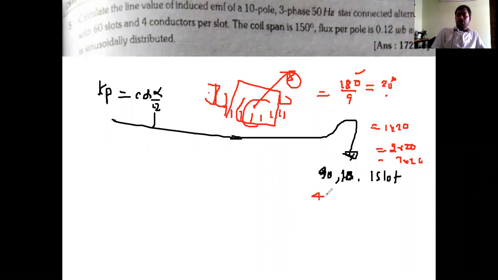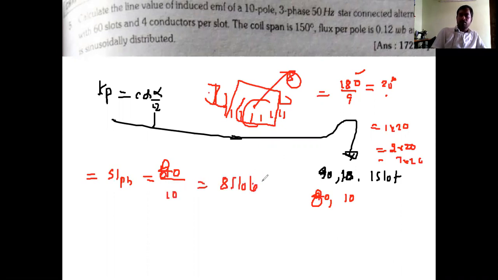So here 40 slots are available, 10 poles are available. So you need to find the slots per pole. For one pole, how many slots are there? Slots are 40, no, 80, I'm taking 80. Poles are 10. Nothing but 8 slots. It's better to take 90, according to my convenience, because you cannot understand with random answers. 90 by 10, which is equal to 9 slots.